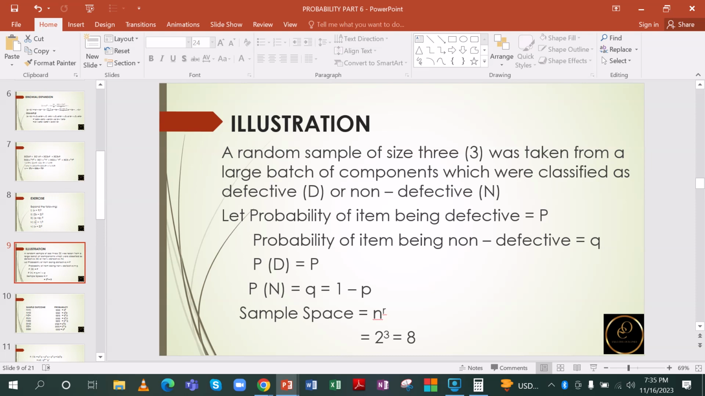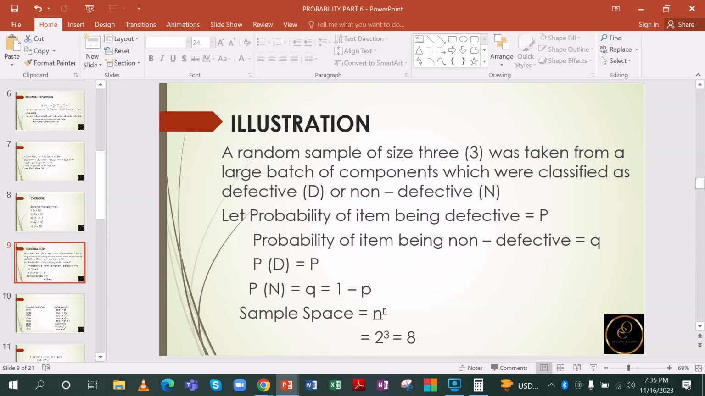That is what we have. The sample space can be found by N raised to power R. So now, how many possible outcomes do we have? We have 2, either defective or non-defective. Are we together? Yes. Okay.